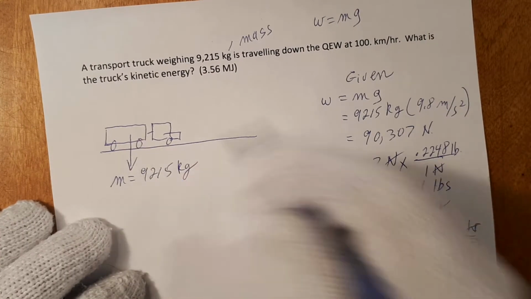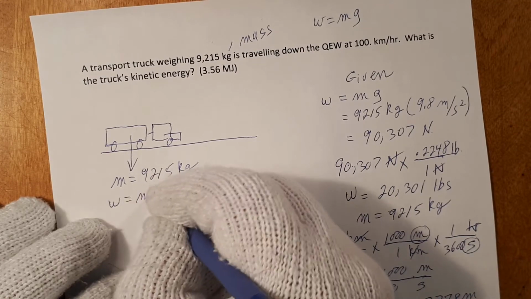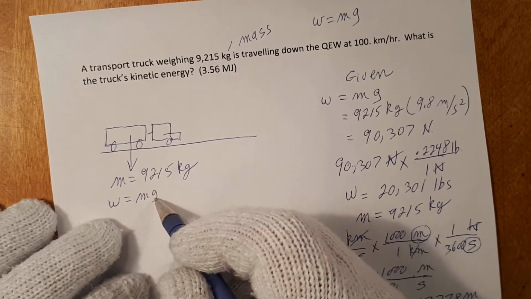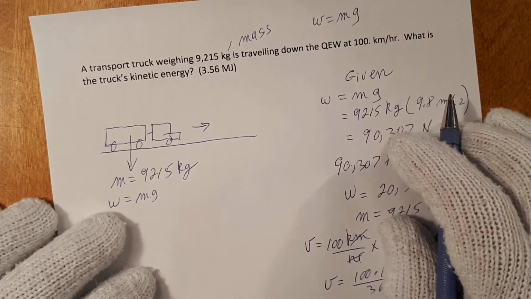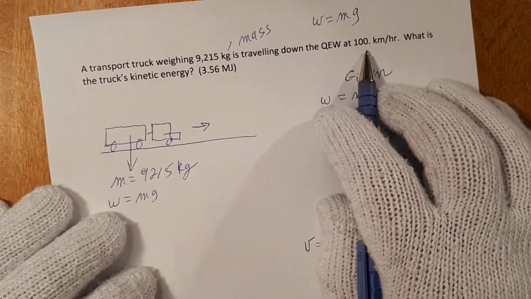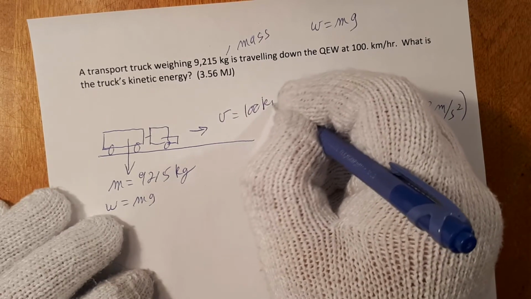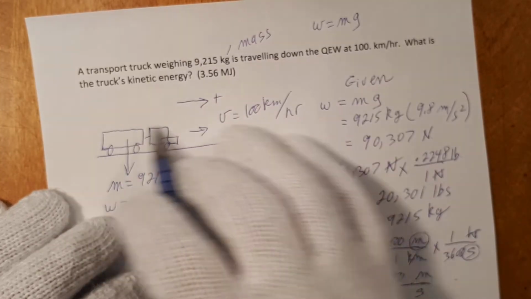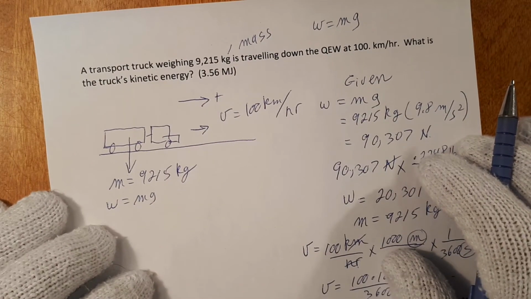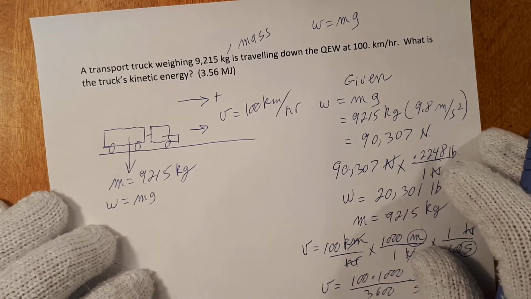Obviously the weight will be pushing down, mg, towards the center of the Earth. That will be its weight, but we're given its mass instead. And it has forward velocity, and that velocity is given to us as 100 kilometers per hour. We'll call this the positive direction. The truck is moving in that direction, so we'll make that positive. We've already converted this into meters per second.